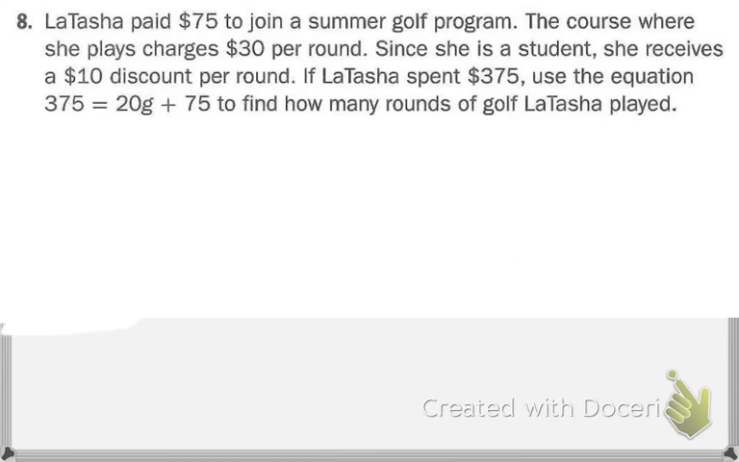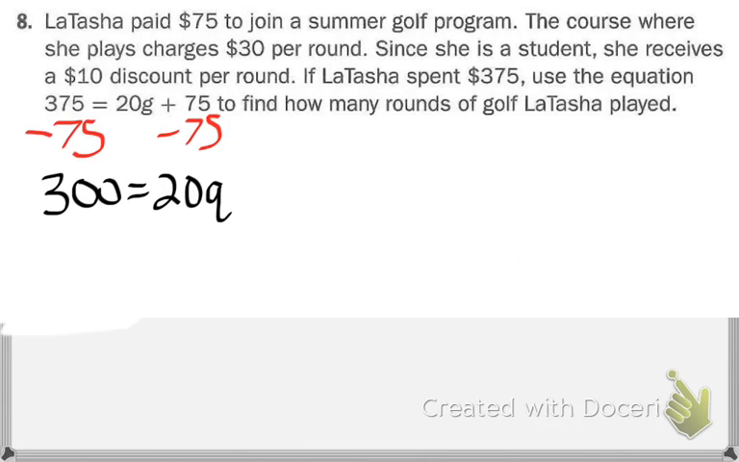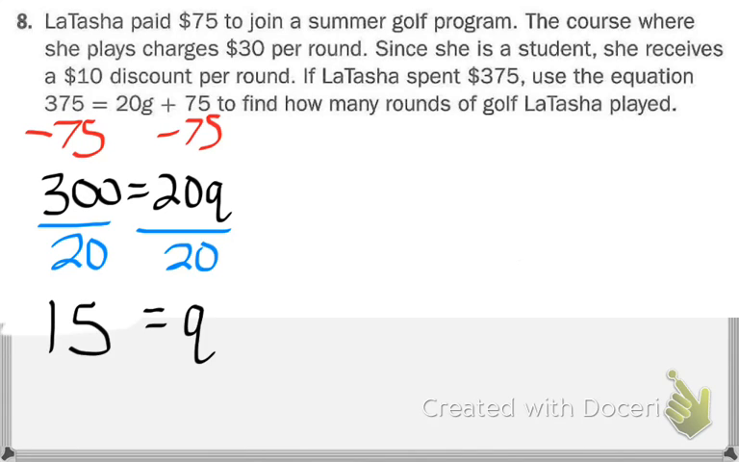If Latasha spent $375, use the equation to find how many rounds of golf she played. Meaning grand total, she spent $375. That's $20 per game plus $75 registration for the golf program. And now we're ready to find out how many games did she play. So solve this just like you would any two-step equation. Let's get that plus 75 out of there. So we end up with Q equals 15. Since we were looking for the number of rounds of golf, we say 15 rounds of golf. That's how many she played.